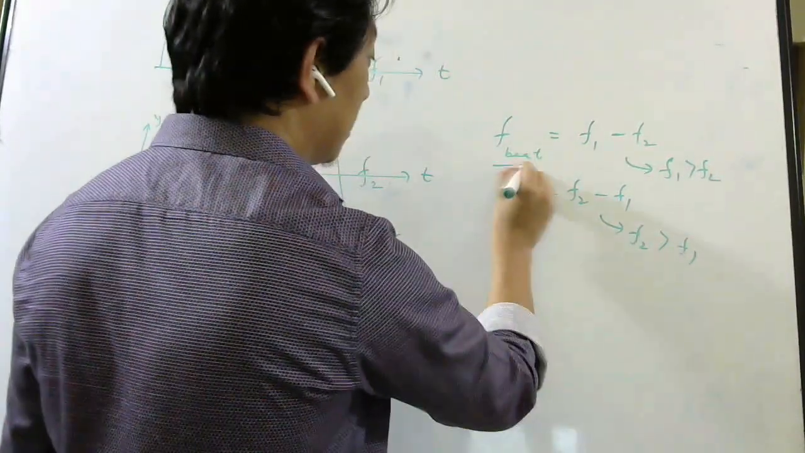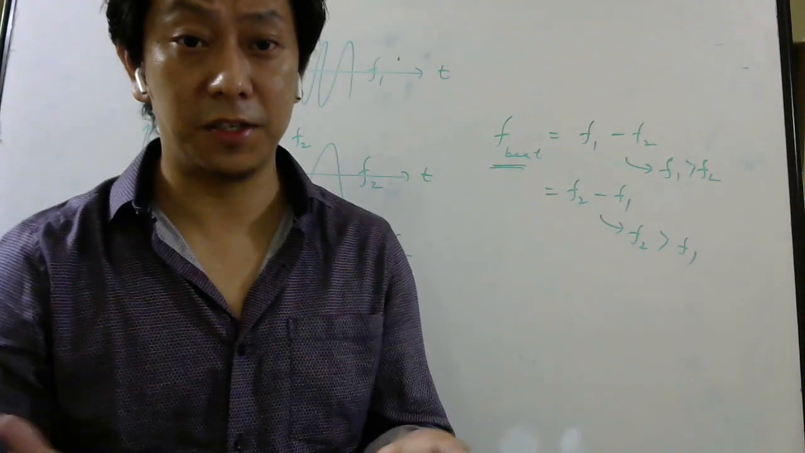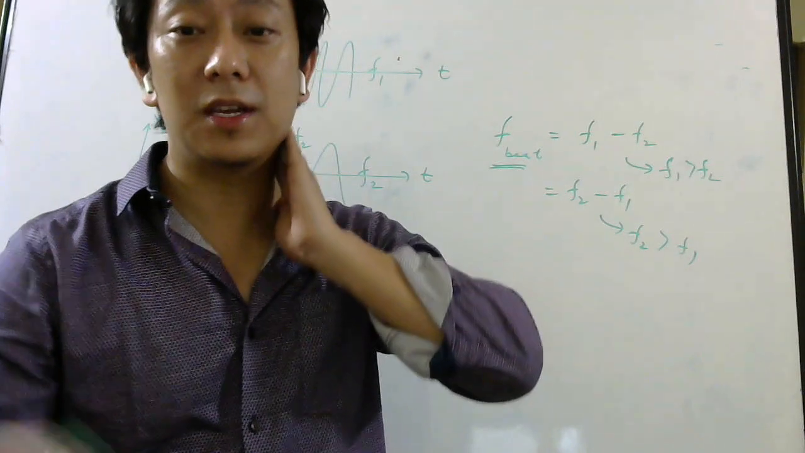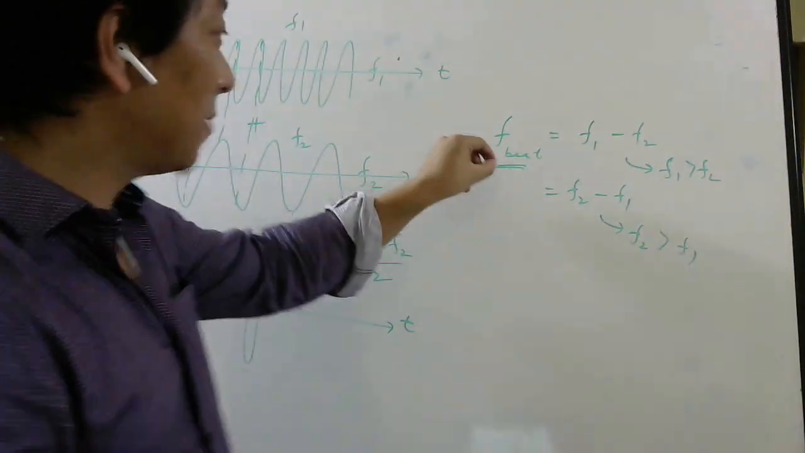Why? Because frequency cannot be negative. Frequency is number of something, right? Number of oscillations. Number of something cannot be negative. Right? How many apples are there? 2 are there, 0 is there, minus 10 apples we cannot say, right? So number of something cannot be negative.